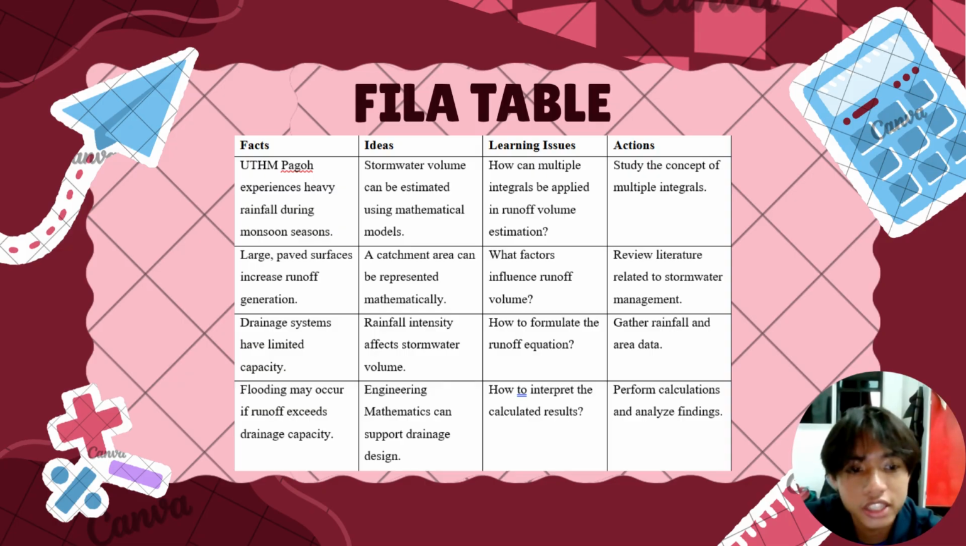For the ideas section, we propose that stormwater volume can be estimated using mathematical models. The catchment area can be represented mathematically, and rainfall intensity plays an important role in determining the amount of stormwater generated. Engineering mathematics can also support the design of a more efficient drainage system.